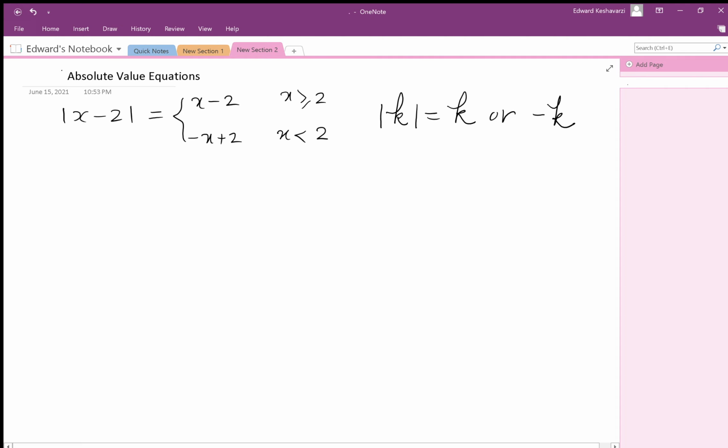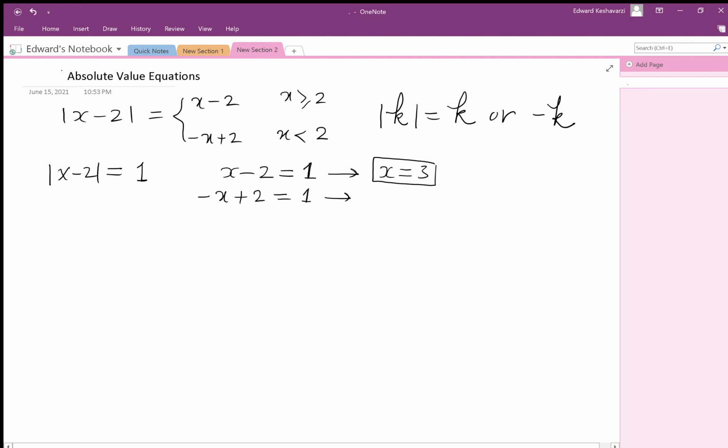So we use this to solve absolute value equations. I'm going to start with an easy example. Let's say the absolute value of x minus 2 is equal to 1. So in the first case, the absolute value of x minus 2 is equal to x minus 2, and we simply remove the absolute value. Therefore, x becomes 3. This is one solution to this equation. And in the second case, the absolute value of x minus 2 becomes negative x plus 2.